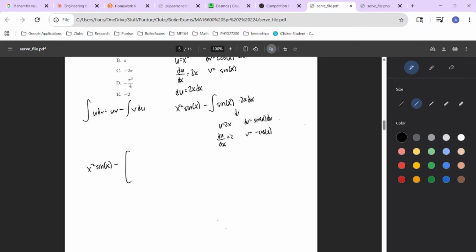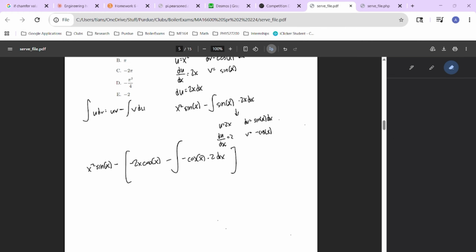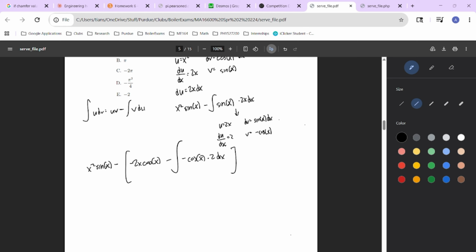So that becomes 2x negative cosine of x, and then minus, in parentheses, that would be negative cosine of x multiplied by 2 dx, bracket closed. Okay? And as you can see, in this case, we have reached a state where the x from the x squared is completely eliminated and replaced by a 2 instead.